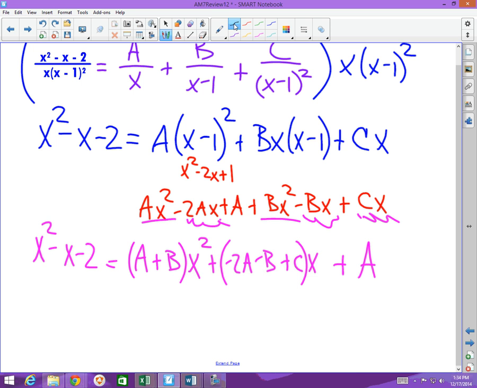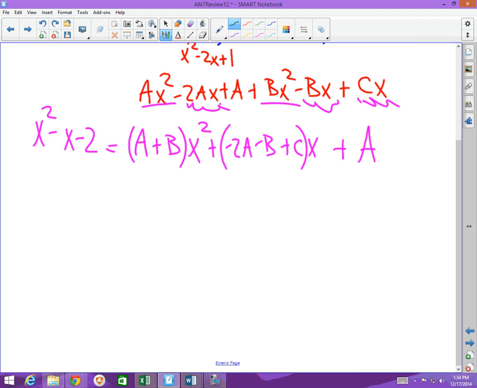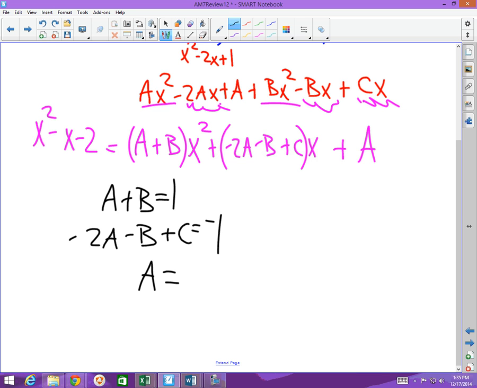And so a plus b is equal to 1. Negative 2a minus b plus c is equal to a negative 1. And a is equal to negative 2. And so now we know a is a negative 2. We can just substitute that up into this equation. So now you have a minus 2 equals 1. Add 2. And a is equal to 3.